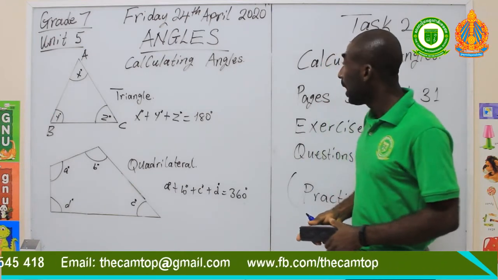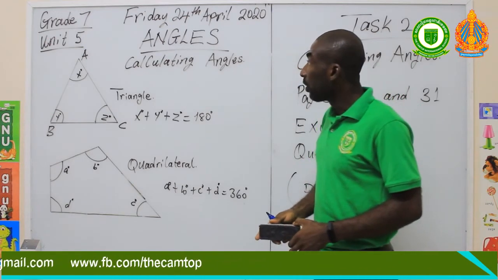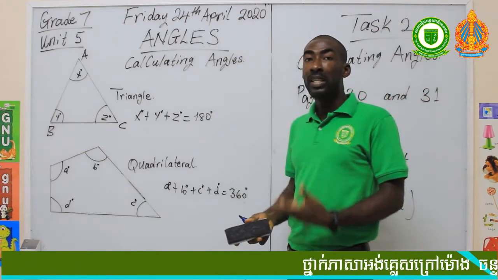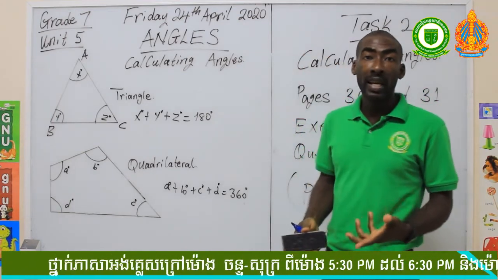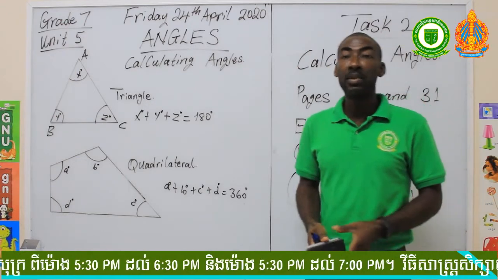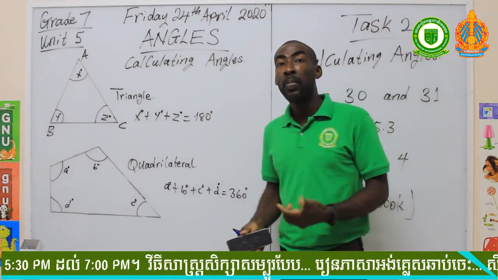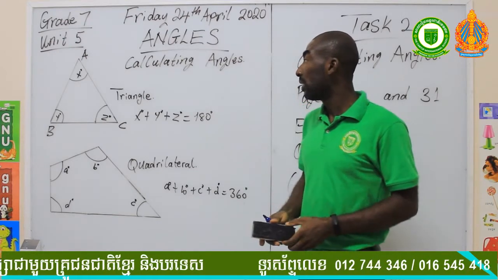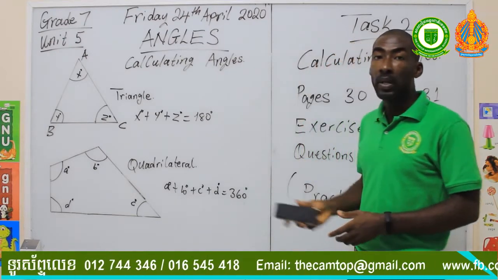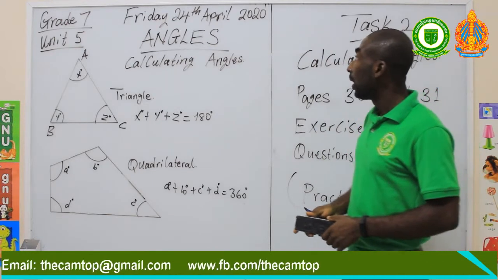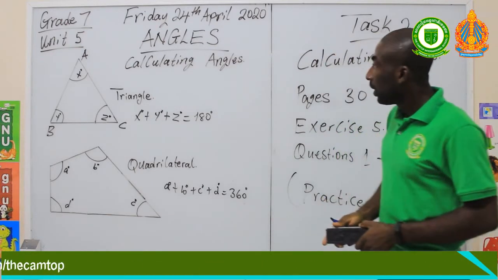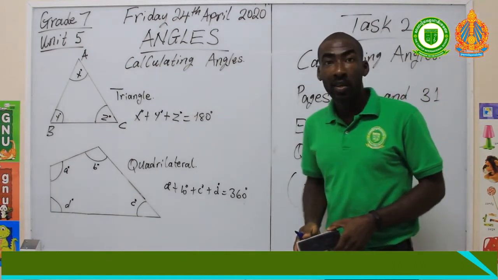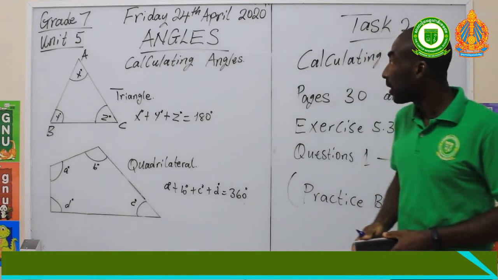Okay? As well, don't also forget that we have a right angle triangle, which is 90 degrees. We have an acute angle, which is less than 90 degrees. We have an obtuse angle, which is more than 90 degrees. Obtuse is more than 90 degrees and not up to 180 degrees. I hope that this lesson will guide you in calculating all angles that you come across on your studies.